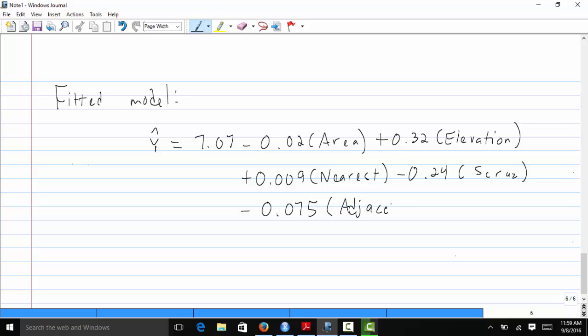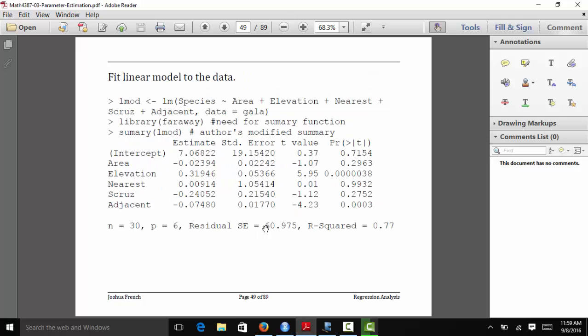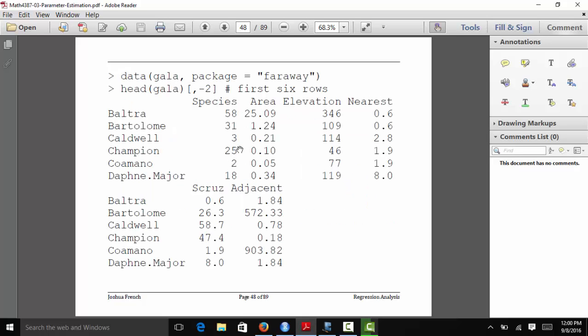And just to be sure that you know where I got this from, we'll go back to our output here. I have this column with all the estimates. For each of these different predictors, I'm just going to multiply the predictor variable by the associated estimated coefficient, also including the intercept. Okay, so that's where I got my fitted model from. For the next step, we needed to obtain the fitted value for the first observation. You may be wondering how I got the information for the first observation. Well, that's what we did when we looked at the head function.